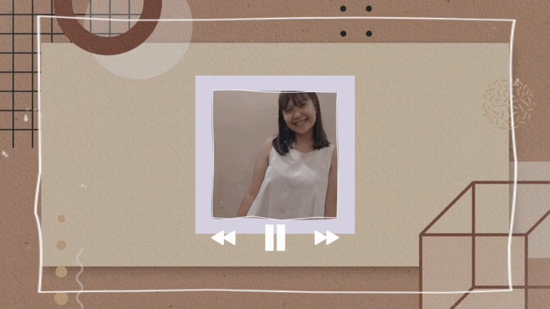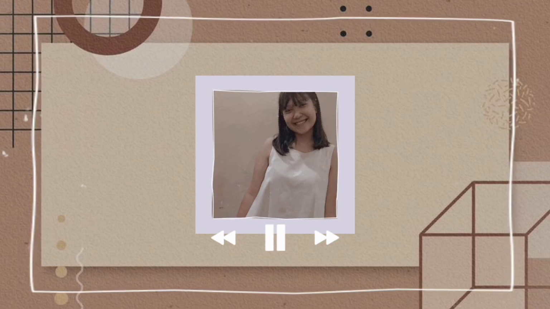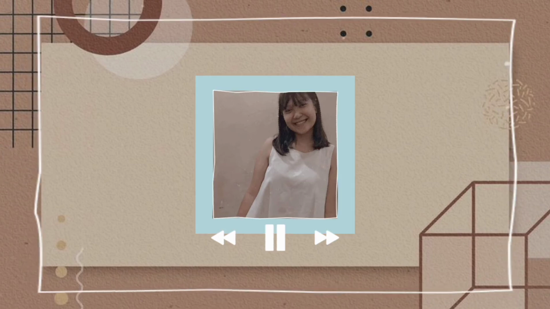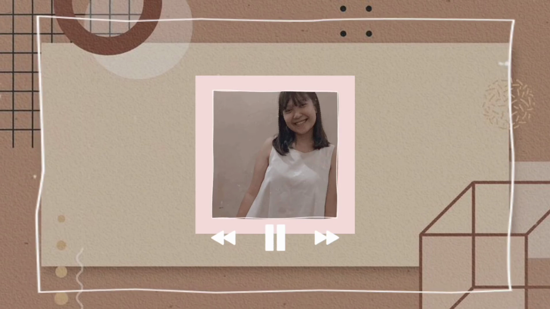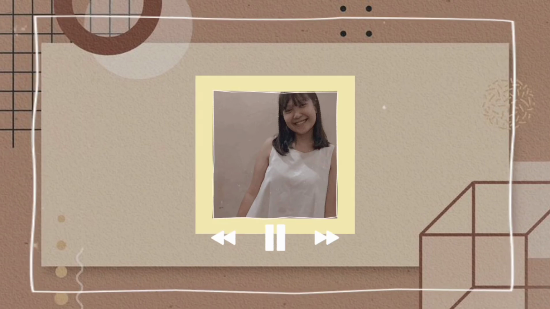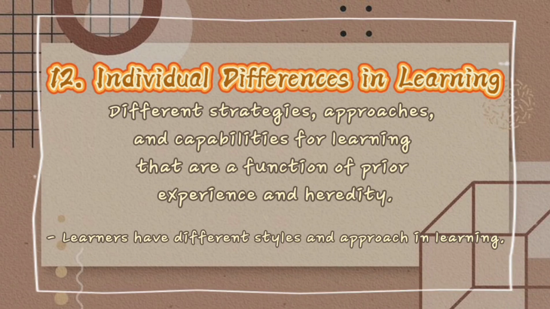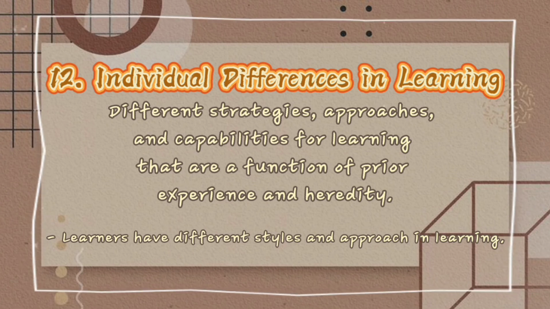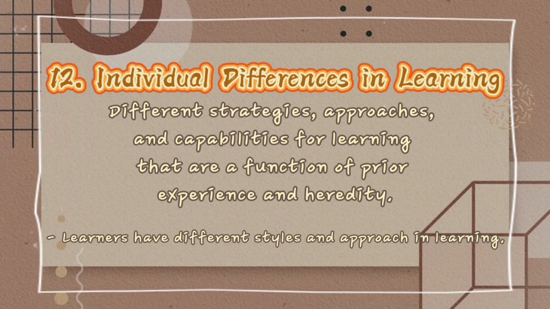As a teacher, it is our duty to sustain the needs of our students and acknowledge that there is diversity in our four-cornered classroom, and we must take into account first the individual differences in learning. Now, learners have different styles and approaches in learning. There are fast learners, normal learners, and those learners who take longer time to fully understand the lessons.